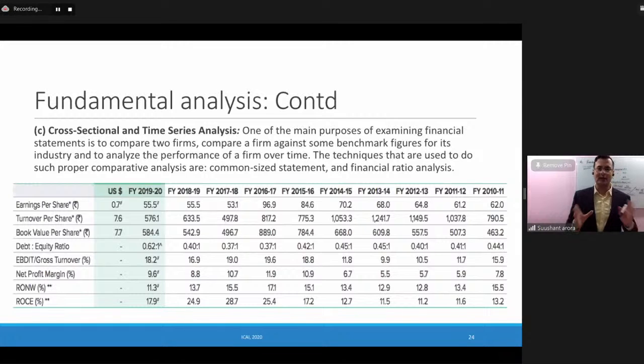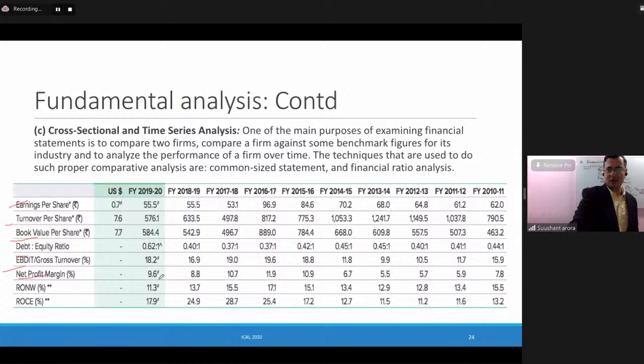Again, what you need to do is compare two firms, which I told you is the peer comparison. You can have some benchmark figures with the industry and see how they are doing. What I have pasted in front of you is, I think, for Reliance only, because my articles have prepared this. I'm sure this is for Reliance. It doesn't have a benchmark with the industry or any peer comparison, it's their own comparison. You can see there are a lot of cross-sectional figures, like earning per share, turnover per share, book value per share, debt equity ratio, EBIT by gross turnover, net profit margins.